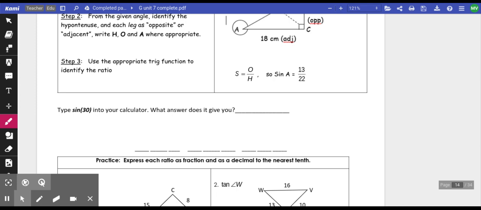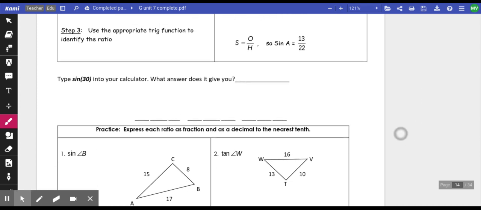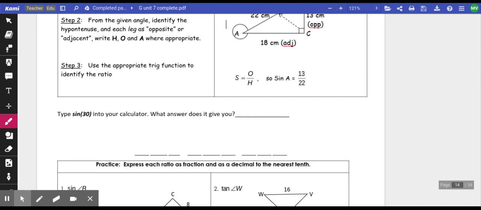This is actually where we're going to pick up in class tomorrow. So if you have any questions, please let me know.